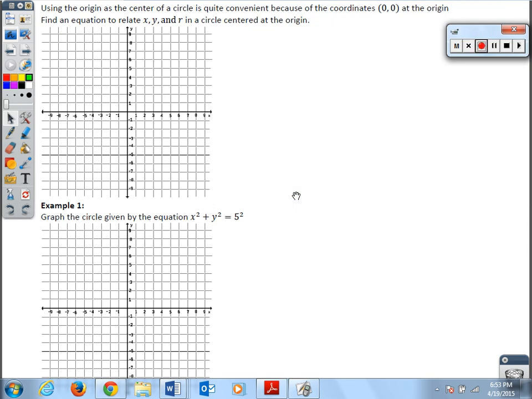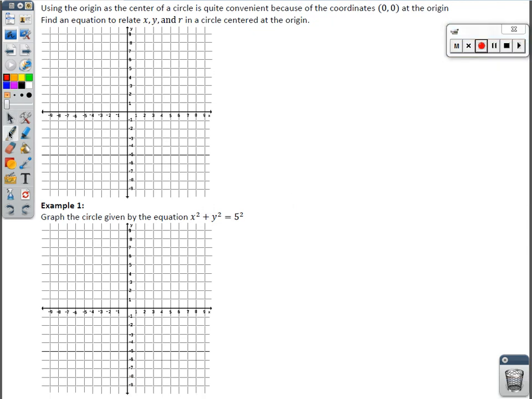The definition of a circle is that it is the set of all points that are equidistant from some central point. That means that you take some point and find all the points that are the same distance away from that point. That will give you a circle.